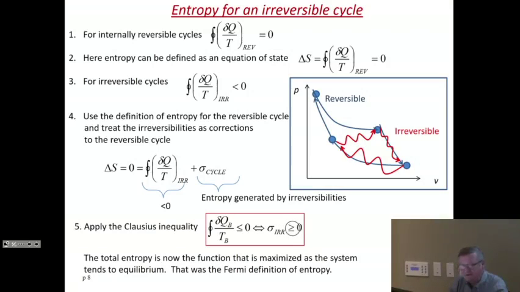It must be positive. The more you have irreversibilities, the more it is positive. And therefore, you have a function that defines the nature of the irreversibility, and you know that that is a function that is going to be maximized as the system tends to equilibrium. This is why Fermi defined entropy as the function that gets maximized as a system goes to equilibrium.